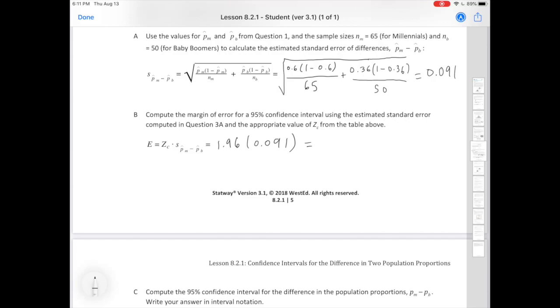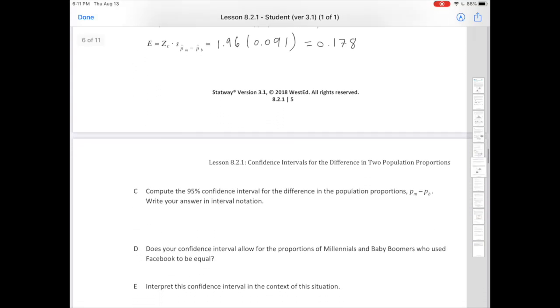What does this give you? We get 0.178. All right, so this would be our margin of error.